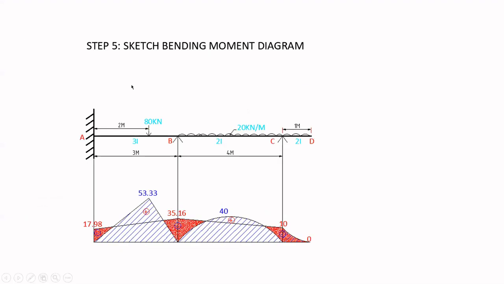The bending moment diagram will look something like this. The sagging moments are positive, that is 53.3 here, and this one 40. And the hogging moments are negative 20.98 here, 25.16 here, and 10, then 0.